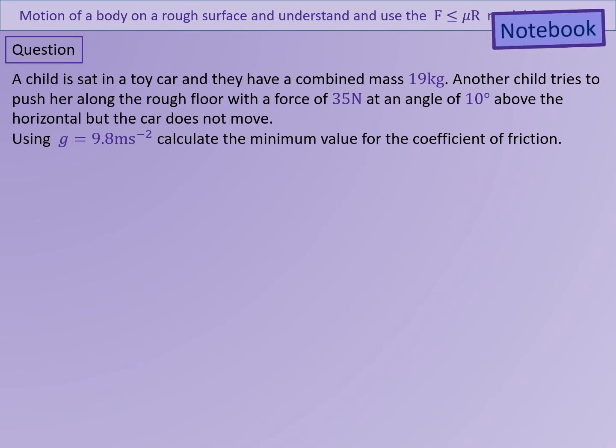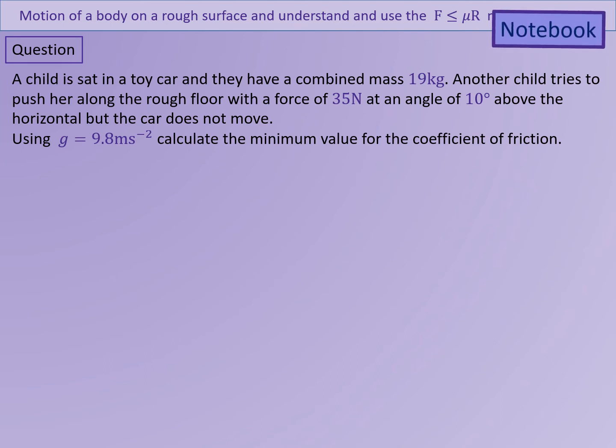Okay, so let's have a look at an exam question on this then. We've got a child sat in a toy car with a combined mass of 19 kilograms. The only hint I'd say there is, because the child and the toy car have a combined mass of 19 kilograms, you could just draw those on your force diagram as a basic block. Just a rectangle that represents the child and the toy car. Another child is trying to push her along the rough surface with a force of 35 newtons, at an angle of 10 degrees above the horizontal, but the car does not move.